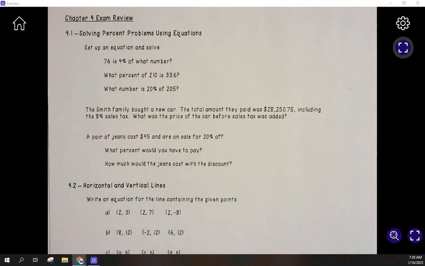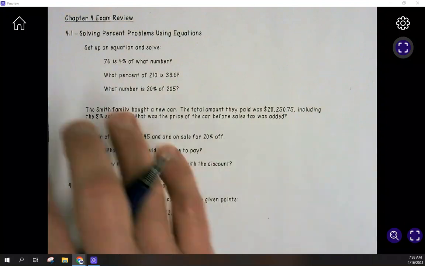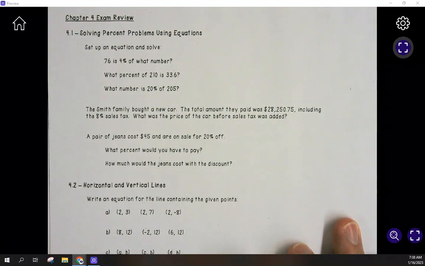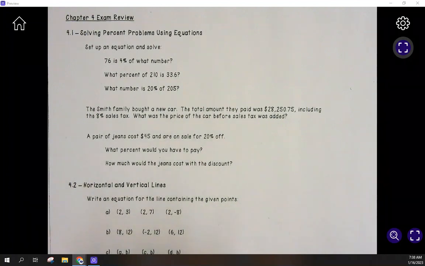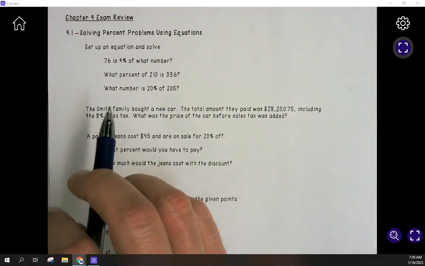All right, this is Algebra 1 exam review for Chapter 4. So we started out Chapter 4 by looking at these percent problems, and we talked about writing them out as we read them and using some keywords for equals and for times, and then doing something special with the percent. And then once we've got the equations set up, they're super easy to solve.